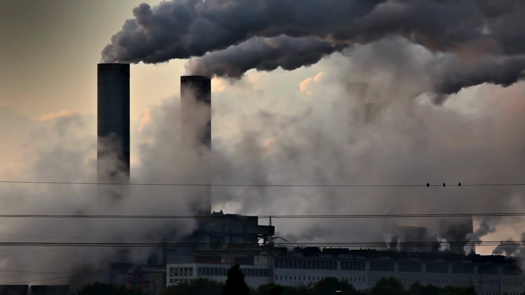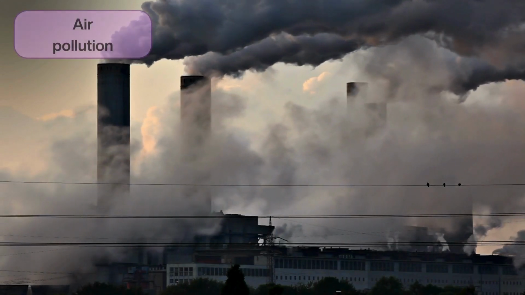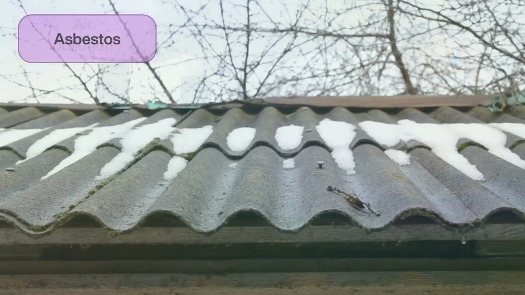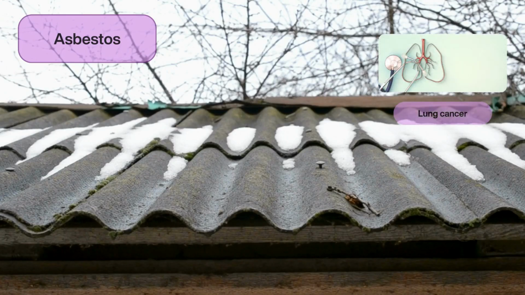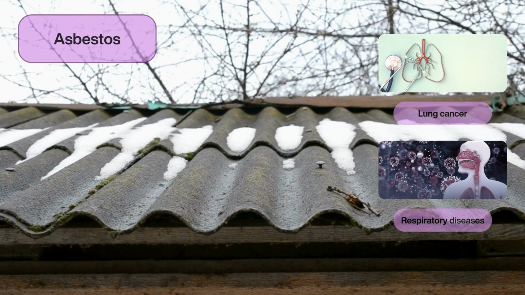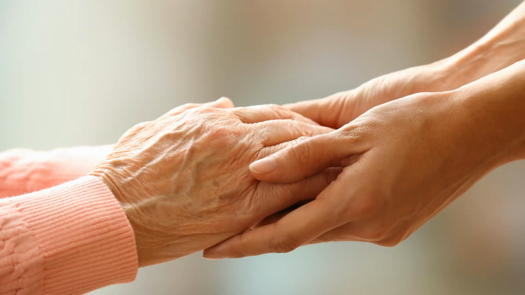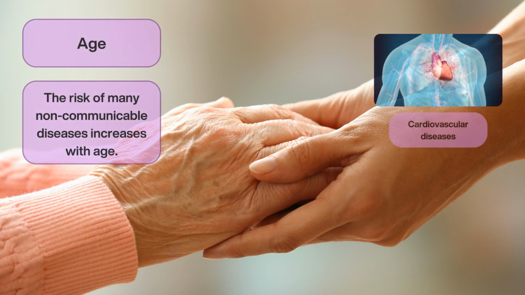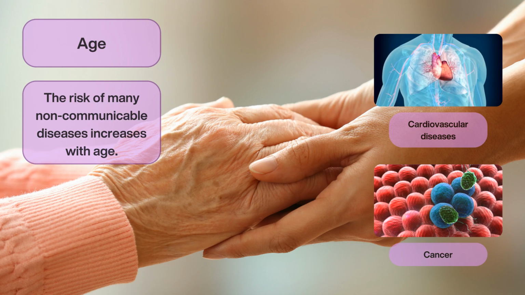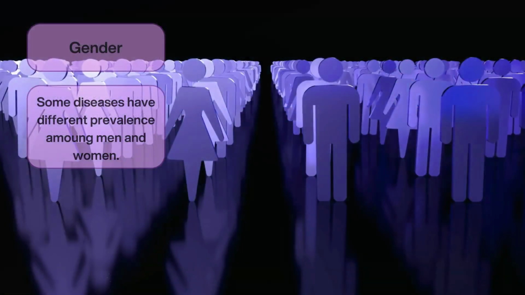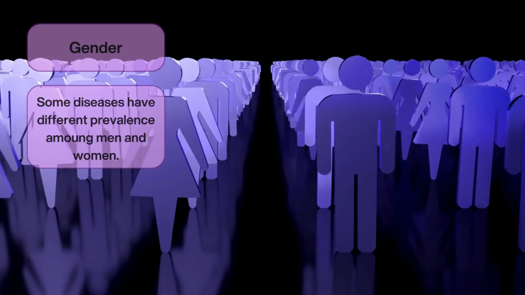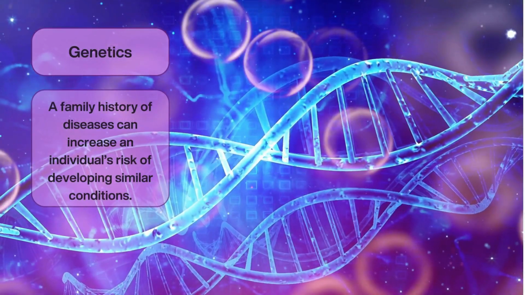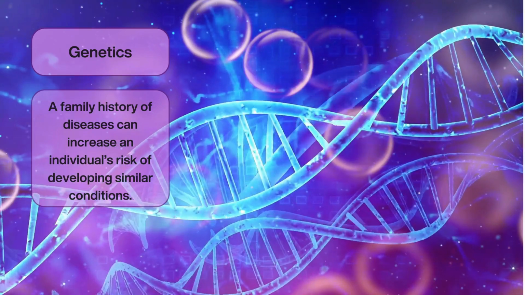The second category surrounds environmental exposure. Air pollution can exacerbate lung diseases like asthma and COPD. Exposure to asbestos fibers can cause lung cancer and other respiratory diseases. Next, we have the unavoidable factors. The risk of many non-communicable diseases, such as cardiovascular diseases and cancer, increases with age. Some diseases, like certain types of cancer, have different prevalence rates between men and women. A family history of diseases can increase an individual's risk of developing similar conditions.